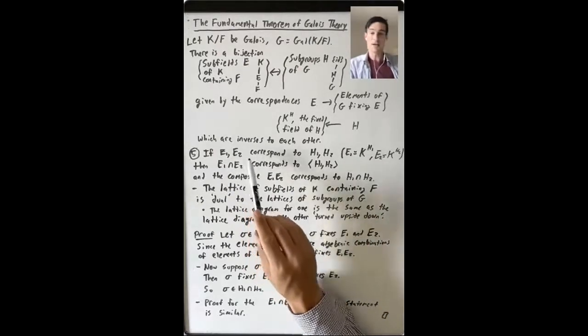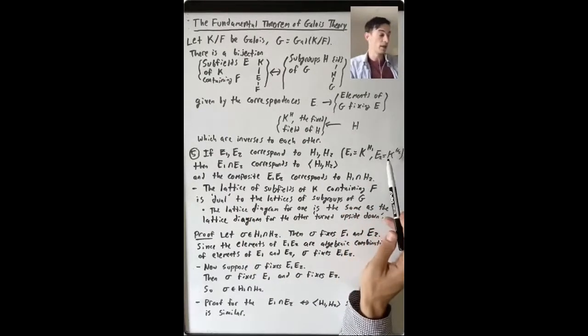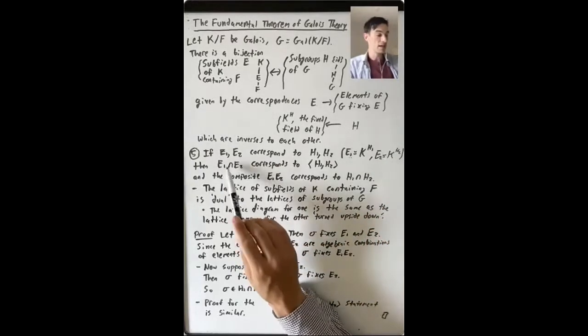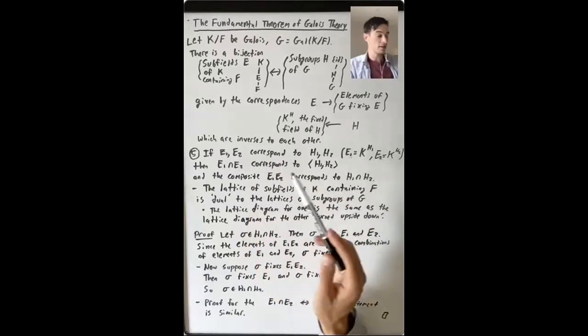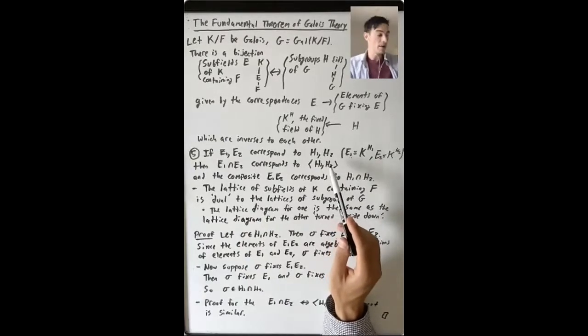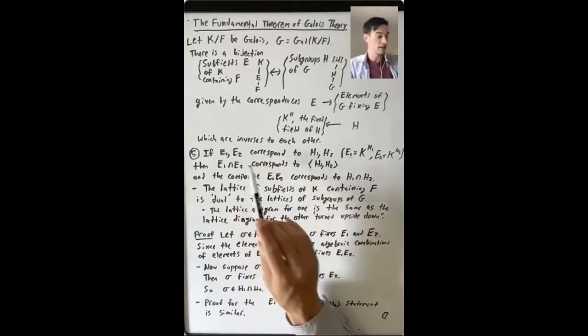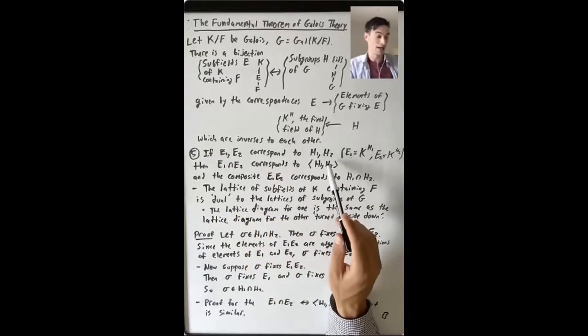So if E1 and E2 correspond to the subgroups H1 and H2, that is, E1 is the fixed field of H1, E2 is the fixed field of H2, then the intersection of these two subfields corresponds to the subgroup generated by H1 and H2. So remember, what does that mean? There are several ways to think about it, but one is it's the smallest subgroup of G containing both H1 and H2. It's the intersection of all of the subgroups of G containing H1 and H2. Okay, so the intersection corresponds to the subgroup generated by H1 and H2.